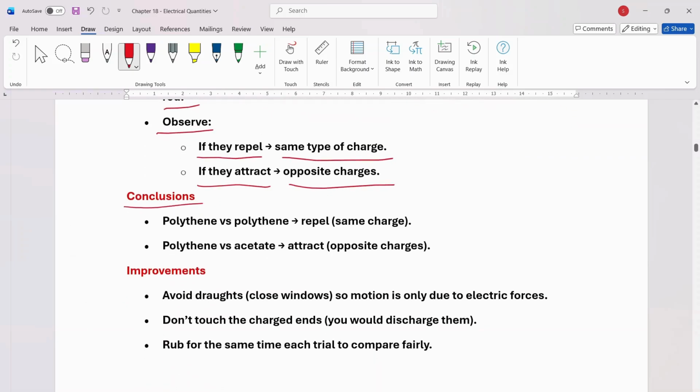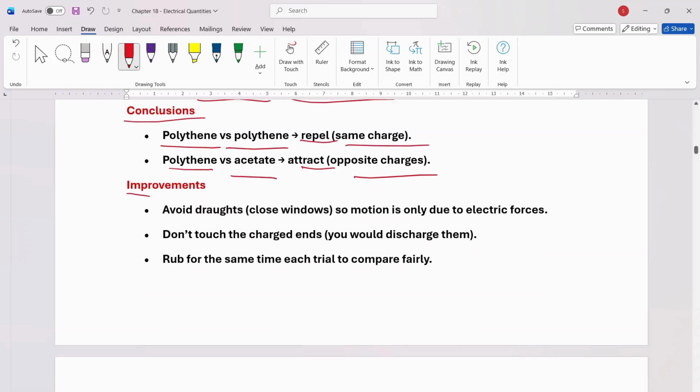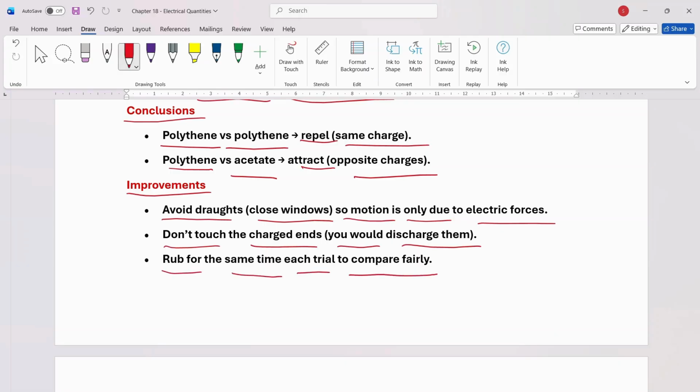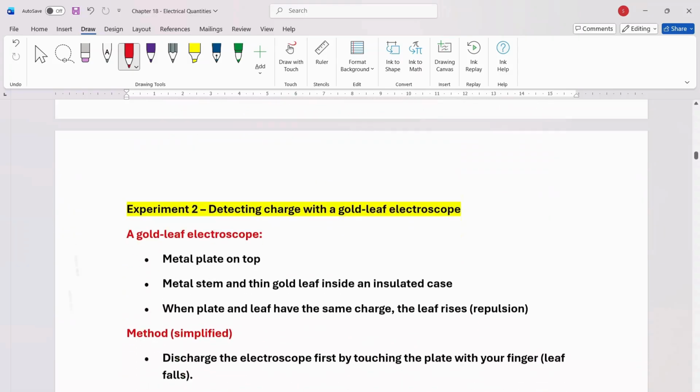So conclusions: polythene versus polythene will repel as they have the same charge. Polythene versus acetate will attract as they have opposite charges. Now improvements: avoid draughts, close windows so motion is only due to electric forces. Don't touch the charged ends, you would discharge them. Rub for the same time each trial to compare fairly.